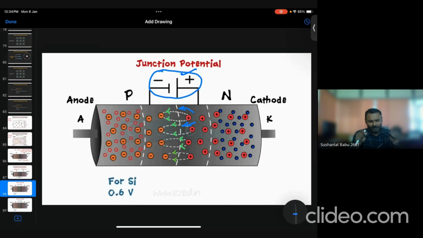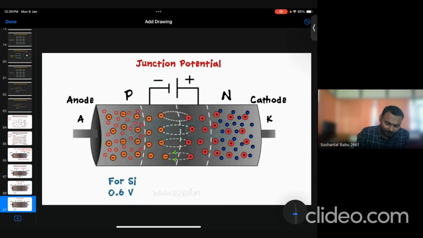Normally, if you simply keep a p-type semiconductor and an n-type semiconductor together, this will happen. This potential will be automatically generated inside, and for silicon it is 0.6 volts. Germanium will be different, and gallium arsenide will be different. I am explaining the concept, the principle of the semiconductor here, but we actually use gallium arsenide for lasing action. This principle I am explaining with the help of silicon.